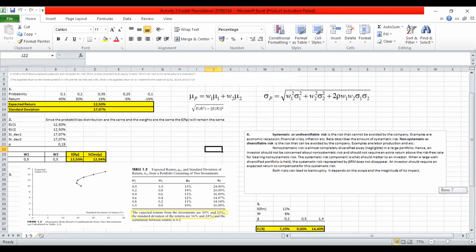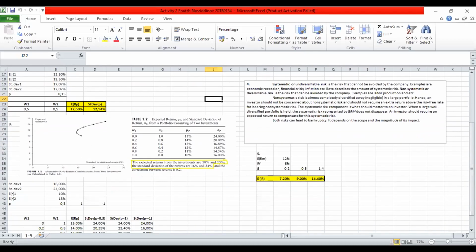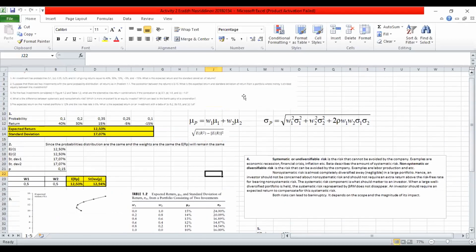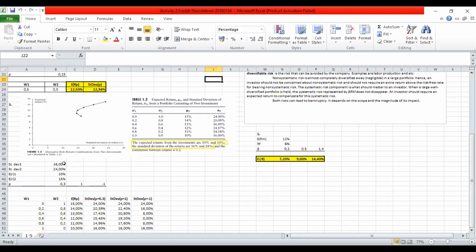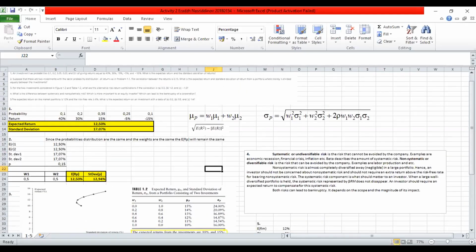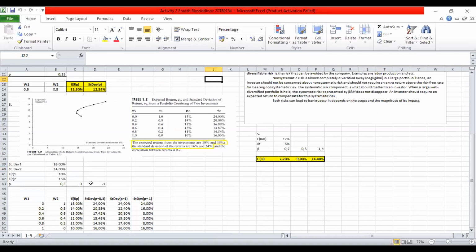So question number 3 is actually from the book, and the question says to refer to figure 1.2 and table 1.2. When I checked the book, it has standard deviations of 16% and 24%, expected returns of 10 and 15%. The correlation in the book example is 0.2, but in our example it is 0.3, 1 and minus 1.